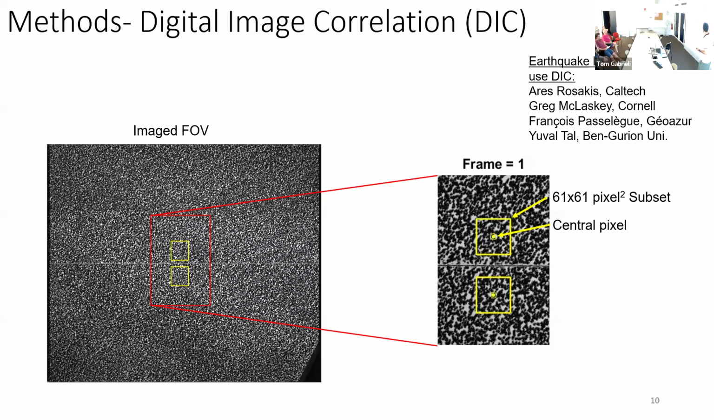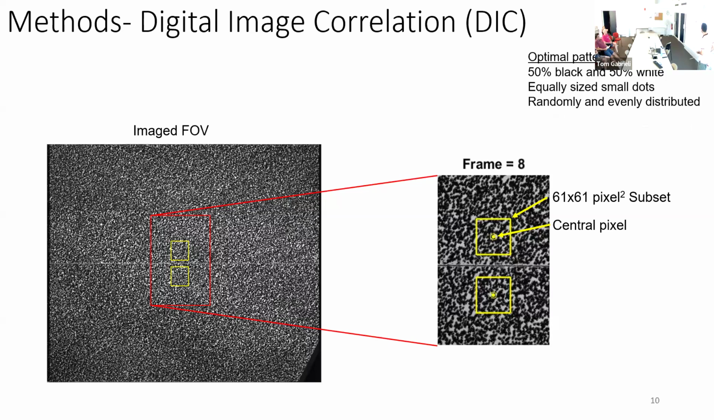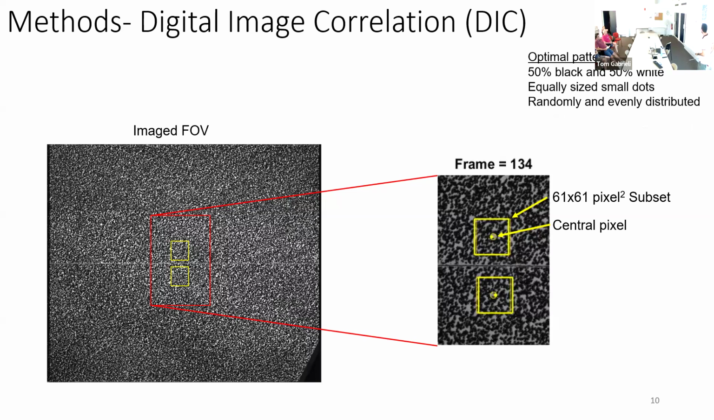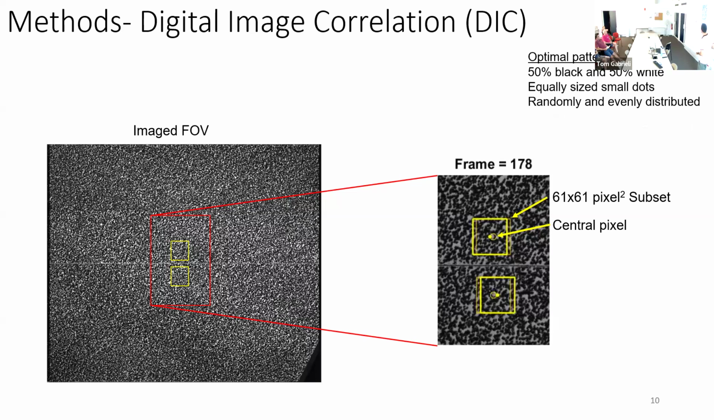What DIC does, it draws a rectangular area. We can control the size of the rectangle. In this case, it's 61 squared pixels. And it tracks this rectangle's movement along the frames. So this is the first frame. And now we see how this rectangle moves during the experiment. So this is the reference. The thin line was the first frame, and the thick lines are the end of the experiment. We see that we have a left-moving rectangle here, and here it moved right. And the DIC assigns this displacement of the entire rectangle to the central pixel.